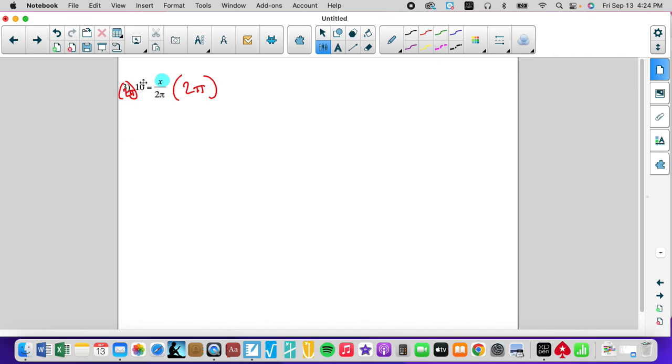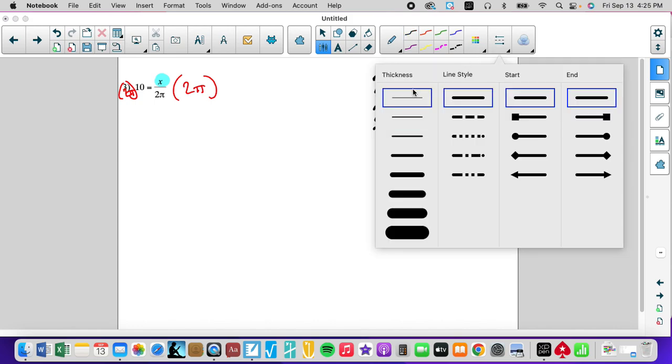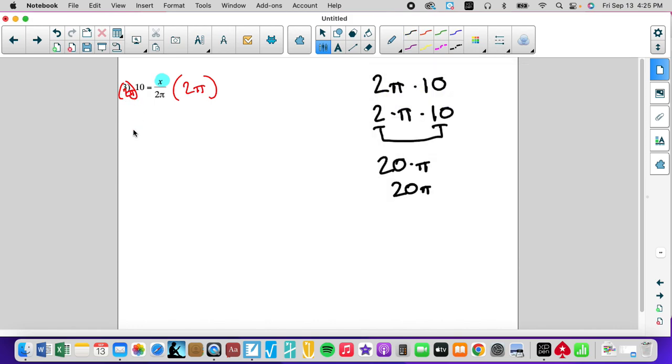Well, if I have 2 pi times 10, let's think about that, you know what's happening between the 2 and the pi? It's a multiplication. So what we really have is 2 times pi times 10, and these are constants. So we'll make that 20 times pi, which can be represented as 20 pi. Nice and logical there. So 2 pi times 10 is 20 pi. These cancel because this is in the denominator, this is in the numerator. They're going to cancel out and leave me with my variable x.